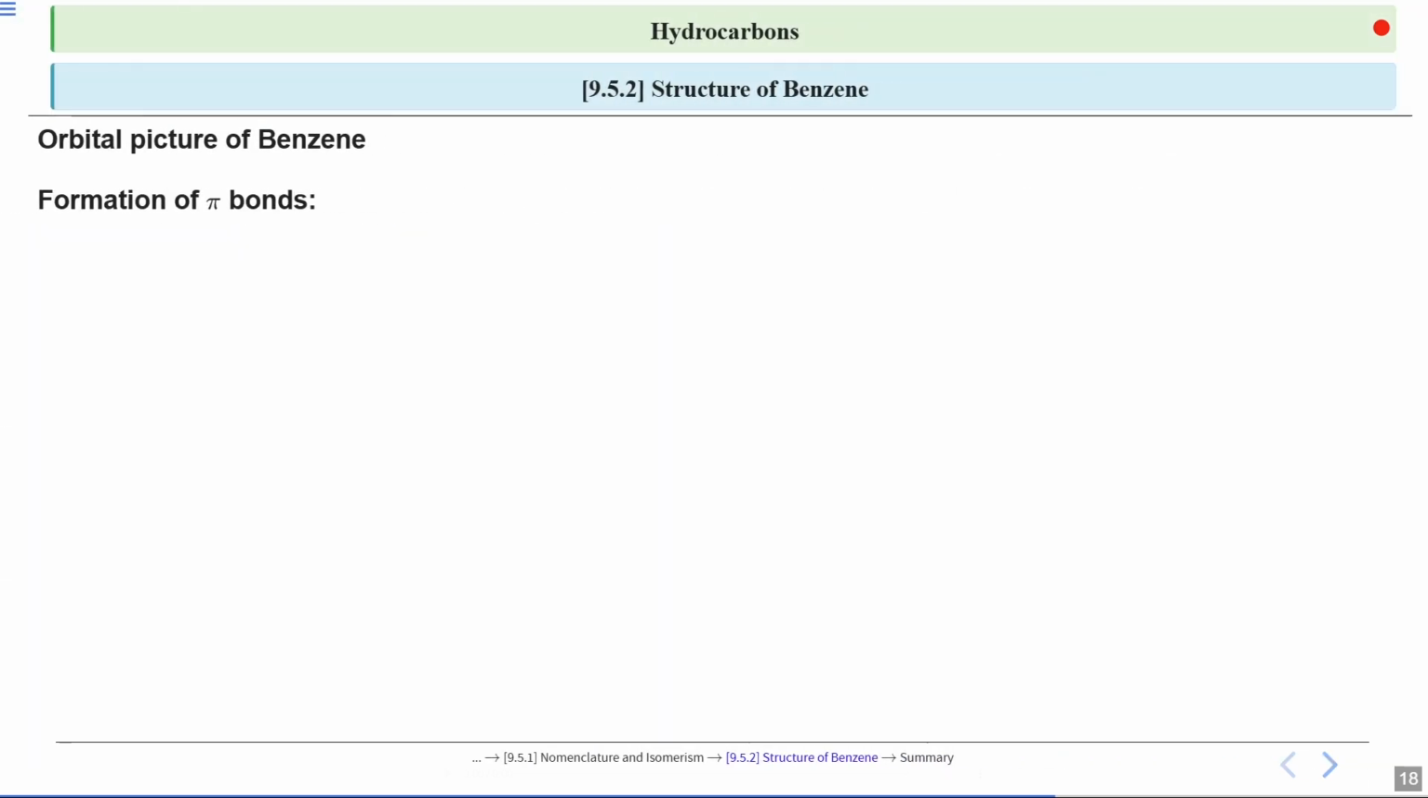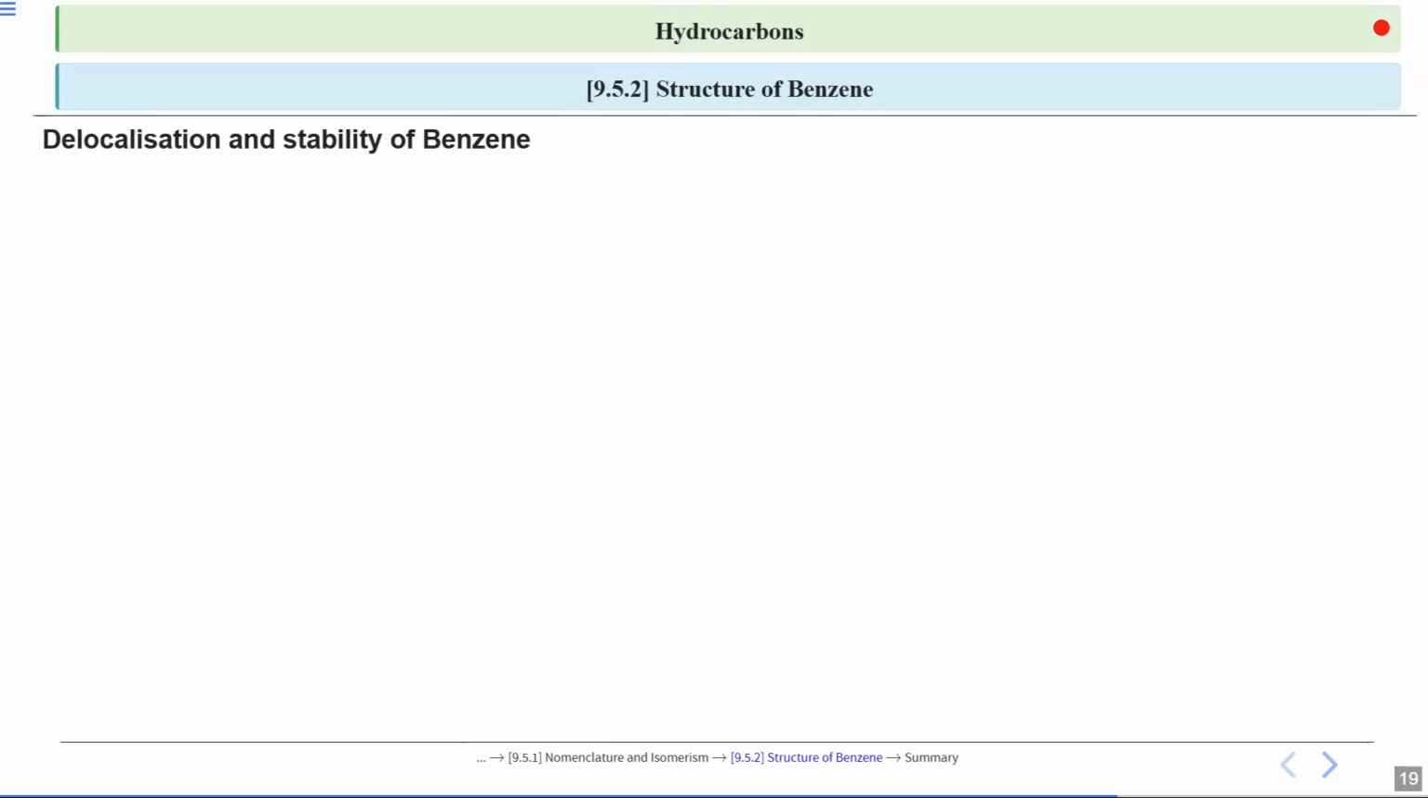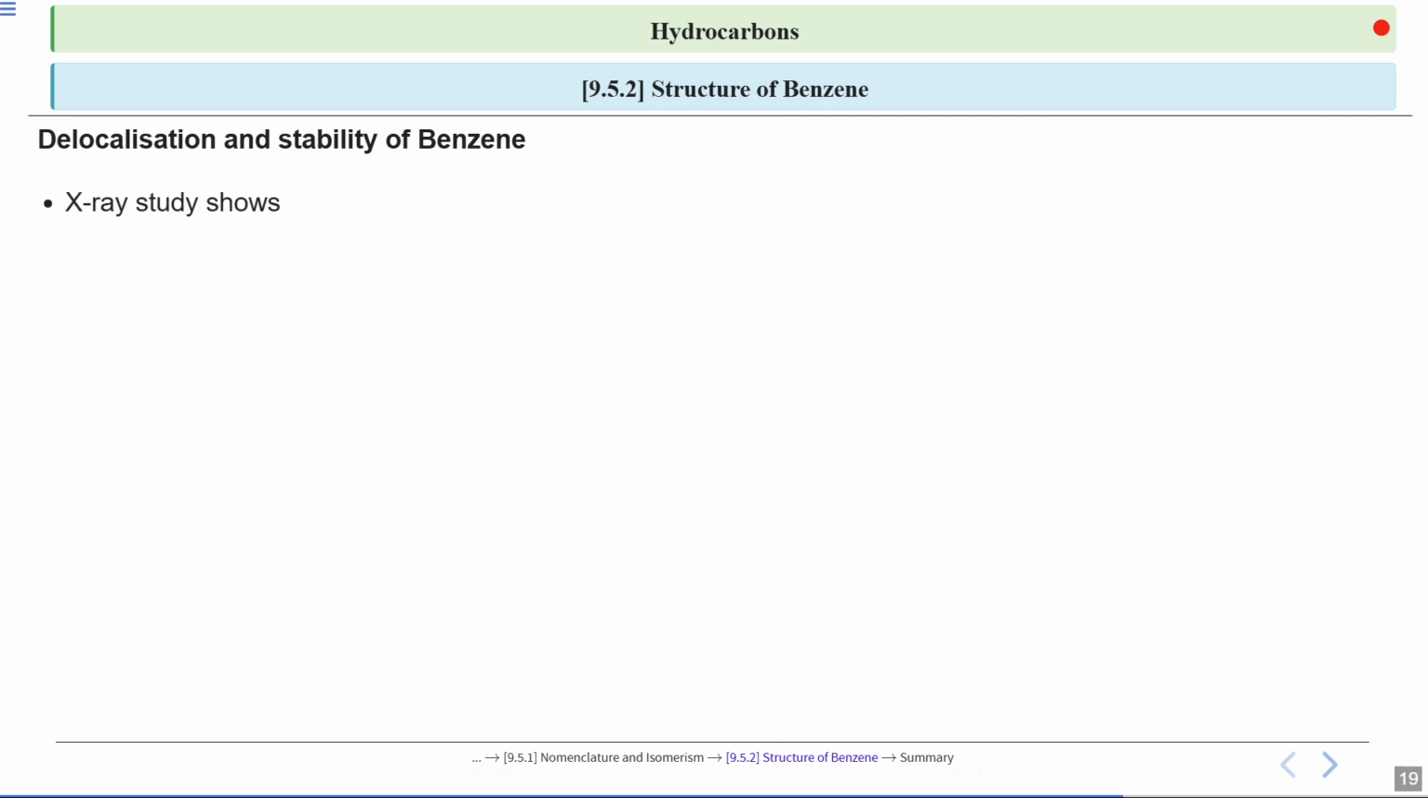Okay, moving on further with the formation of pi bond, there can be a second type of overlapping, which is between C2 C3, C4 C5 and C6 C1. So this is the second type of sidewise overlap of two p orbitals of carbon. But what should we take? Which one is the correct one? Now we'll see how resonance in benzene gives extra stability to benzene.